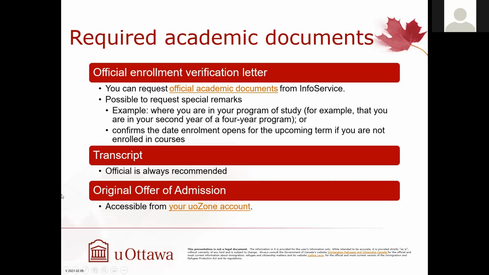very clear. You also need to include your original offer of admission. That is accessible once again from your UO Zone account, and it's the original one. So you don't get a new one. You don't have to have an updated one. It's just whatever one you got when you were admitted. That's the one you can use in your study permit extension. So these are the required academic documents.